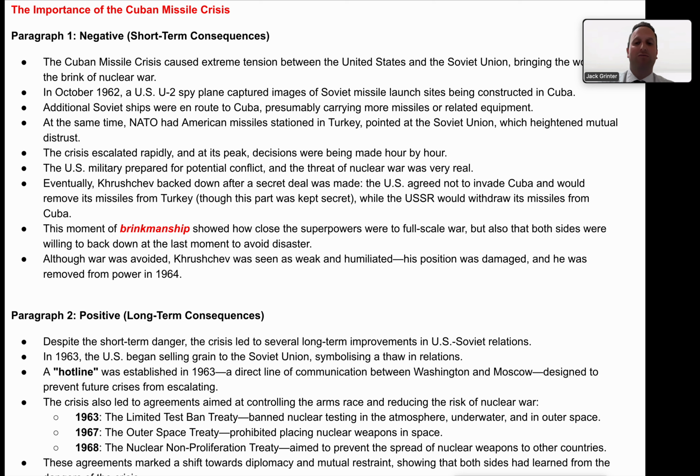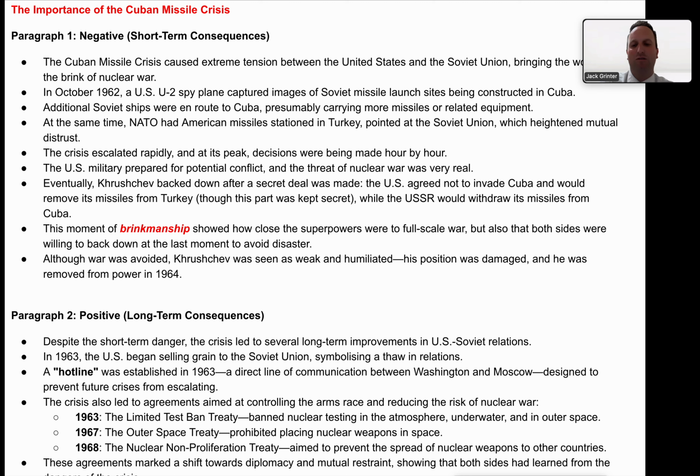But what I would also say, second paragraph, this is where you write about long-term positive. Remember with the question, if it says the importance of the Cuban Missile Crisis for increasing tension between the US and the Soviet Union, you've just got to write about the negative aspects. But if it's just relationship, that's both. You can write about positive and negative, because it does lead to positive things, as I said before. The hotline, the Limited Test Ban Treaty, the Outer Space Treaty, the Nuclear Non-Proliferation Treaty.